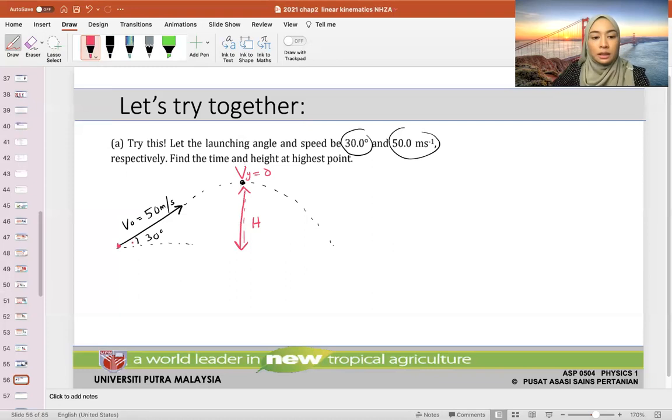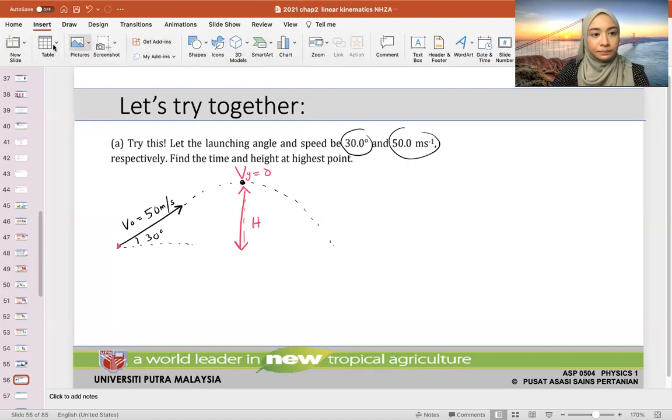This is H. Okay. So let's try to make a table of X and Y.